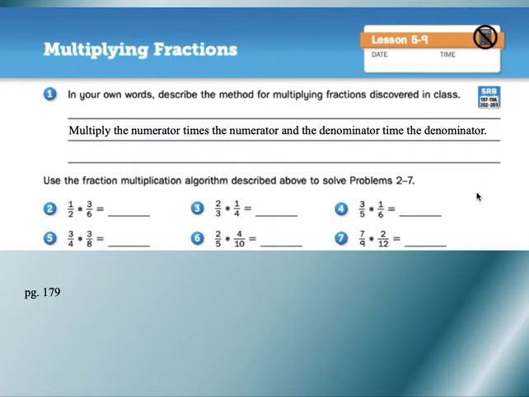So we're going to use that fraction multiplication algorithm to solve problems 2 through 7. What we're going to do is simply do 1/2 times 3/6, and all we have to do is multiply 1 times 3 and get 3, and then 2 times 6 and get 12. And of course we can reduce that down to a smaller fraction of 1/4 because both numbers can be divided by 3.